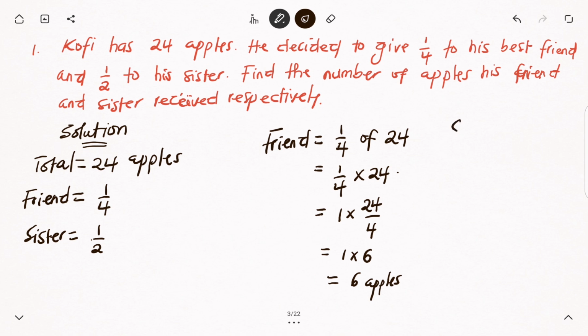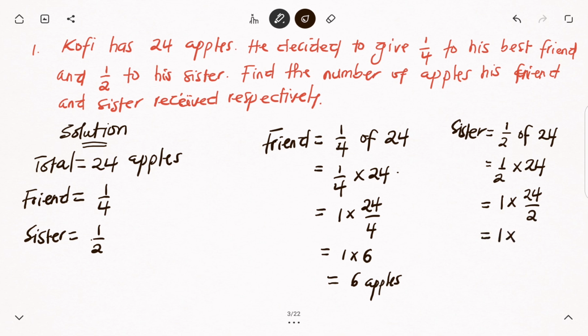Now let's look at the sister. Now the sister, on the other hand, was given half, so 1/2 of 24. Now we write this as 1/2 multiplied by 24, and then we maintain the 1, then we send the 2 under the 24, so we have 1 multiplied by 24 divided by 2 will give us 12. So the final answer here is 12 apples. So it means in total, Kofi gave 6 apples to his friend and then 12 apples to his sister.